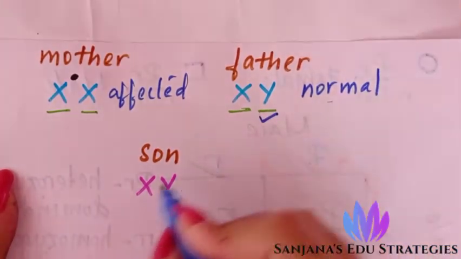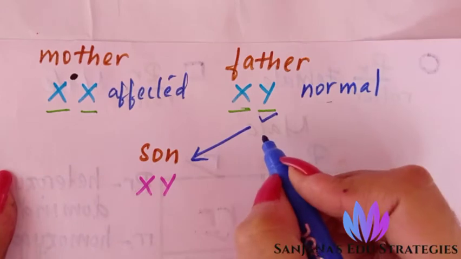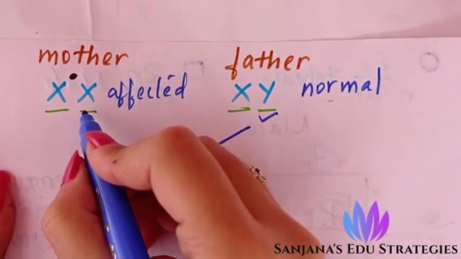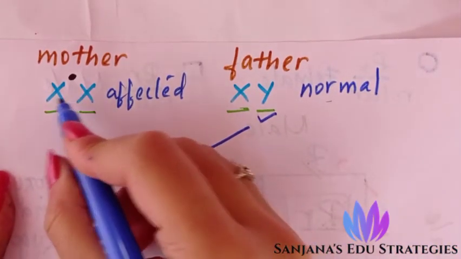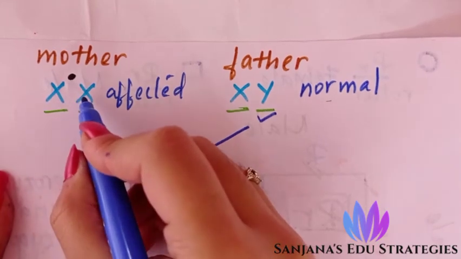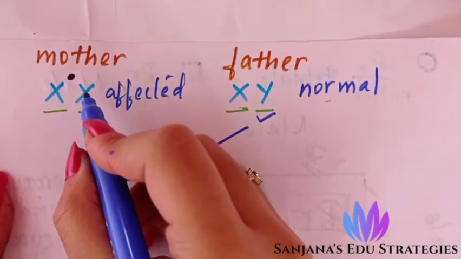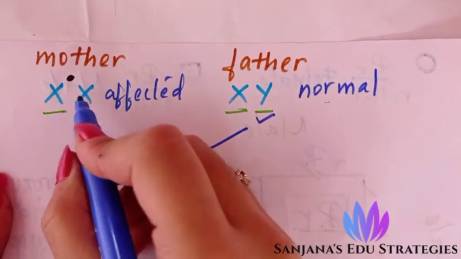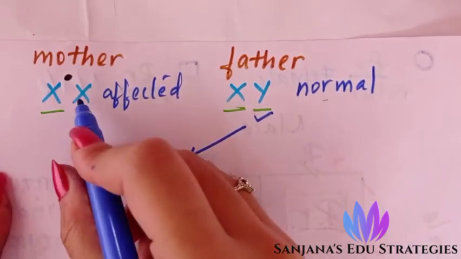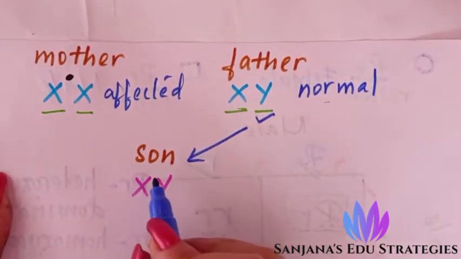So the child, if it is a son, has two choices. He is getting the Y chromosome from the father. He can get either the carrier gene X or the normal X, which is not affected. I am using the words affected X and unaffected X. Any one of these two the son may get.